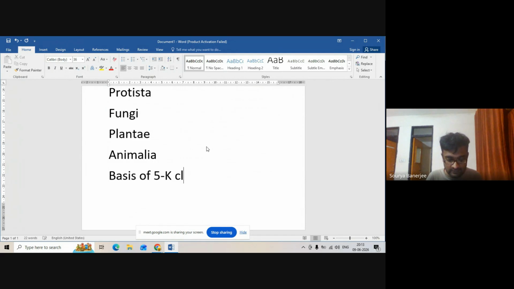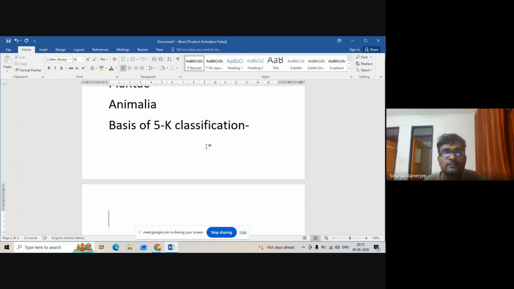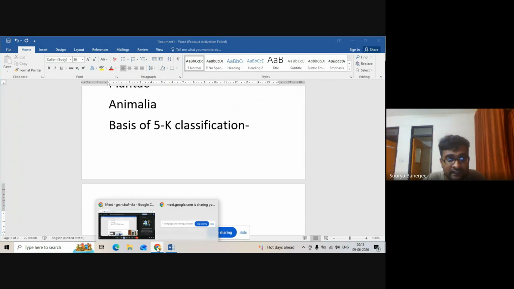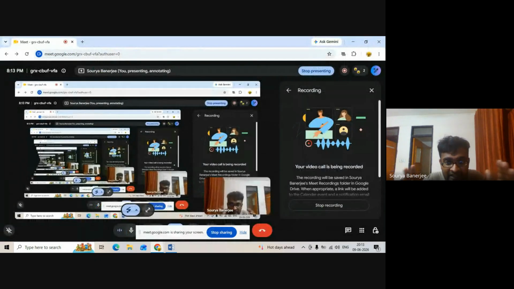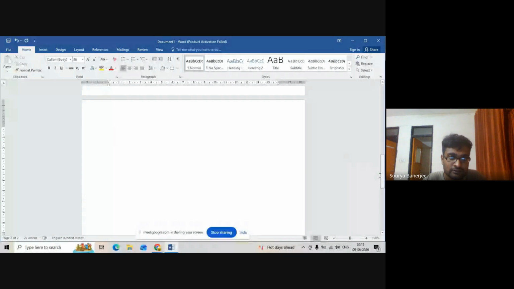Suppose if I tell you to divide your school classroom, how can you divide the students? Either based on sex or based on height. Similarly, the basis of classification is mainly five main characters. One is cell nature, whether it is prokaryotic or eukaryotic.